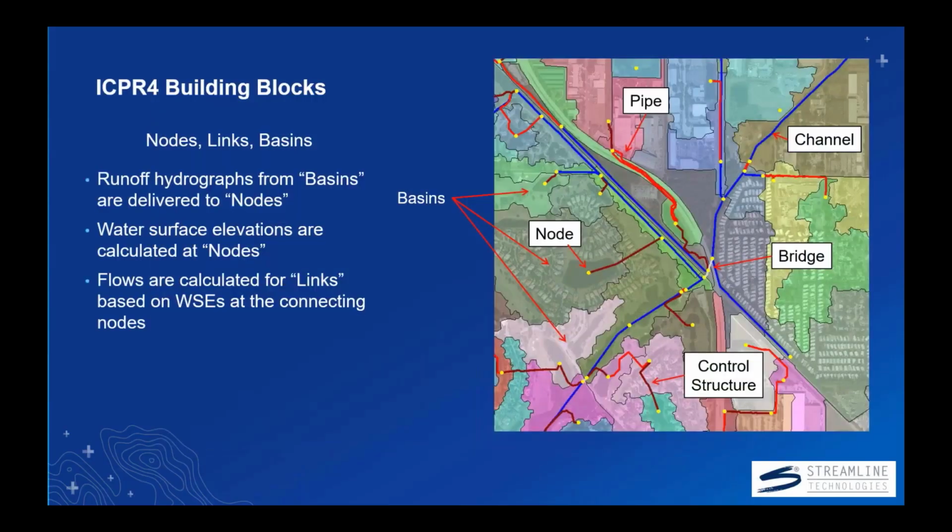So going to the basics of the model, we work with the 3 building blocks: nodes, links, and basins. A node is just a location somewhere in the drainage system. Links are used to connect nodes together, and then basins are used for runoff computations. So we take the runoff from the basin, we assign it to a node, we calculate stages or water surface elevations at the nodes, and then based on those water surface elevations, we calculate flows through the links based on the properties of the links.